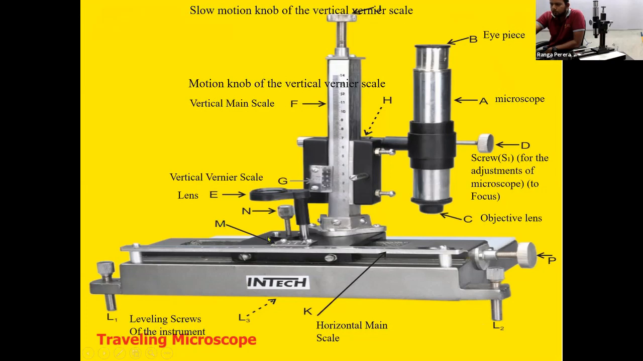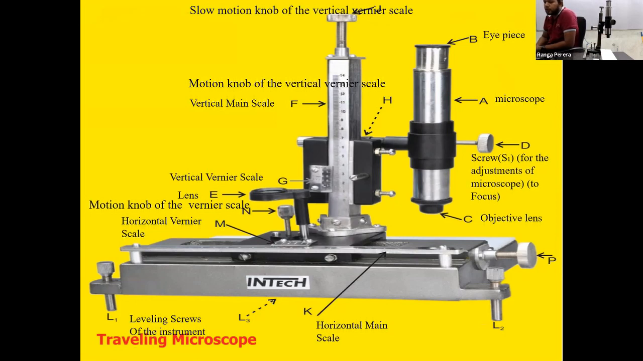M is the horizontal vernier scale. N is this screw, the screw at that point. It is the motion knob of the horizontal vernier scale. You better write it like that.